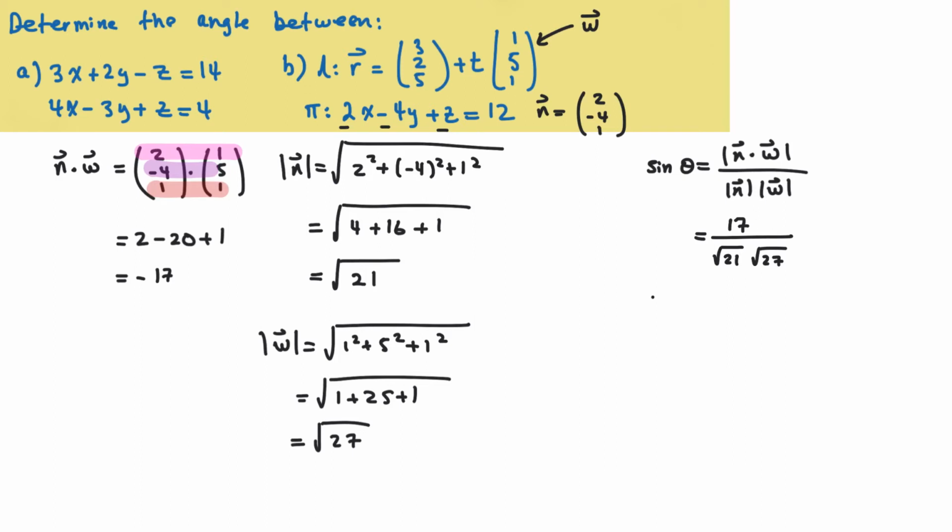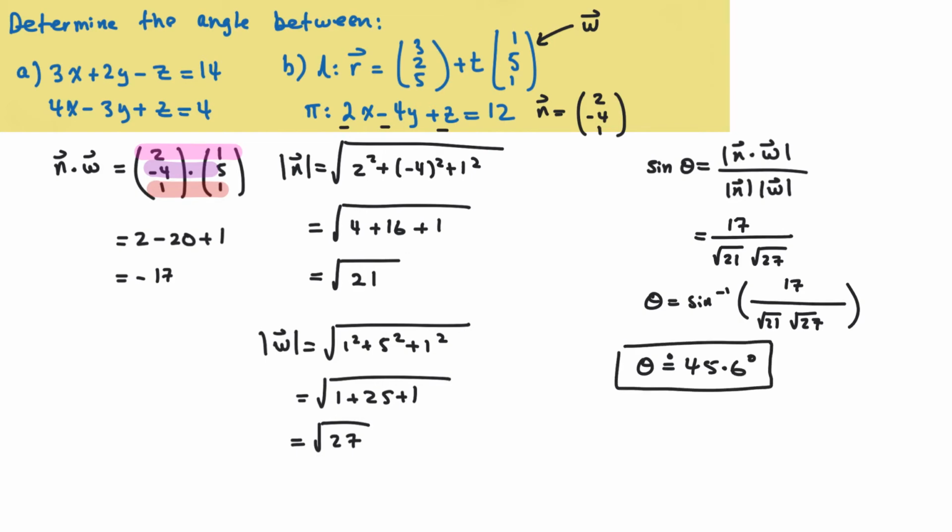To find theta, we are going to take the inverse sine of 17 over root 21 and root 27. And when we do this, we will get that theta is approximately 45.6 degrees. And that is our final answer here.